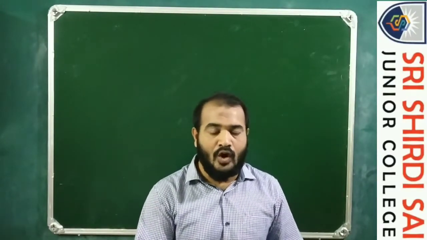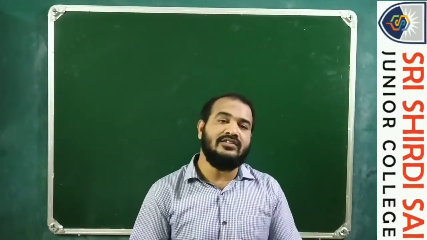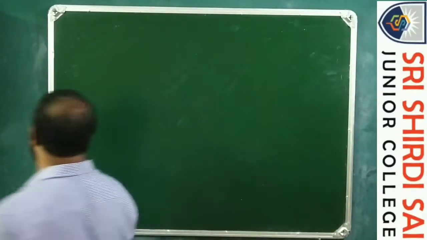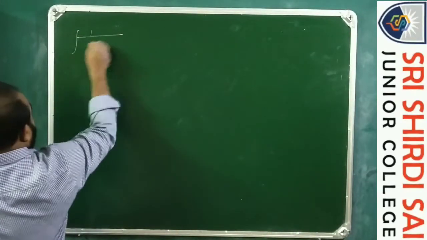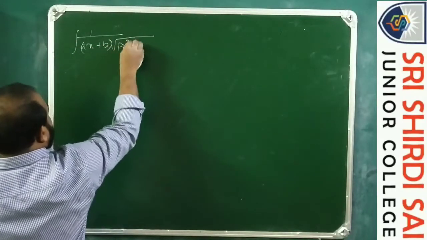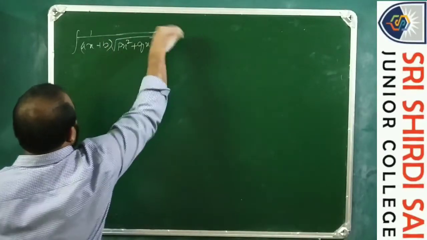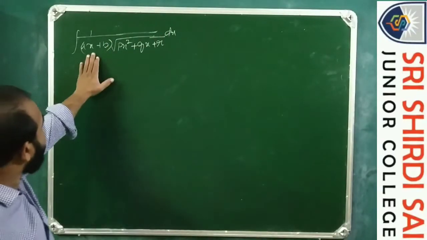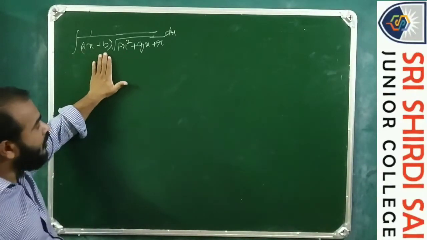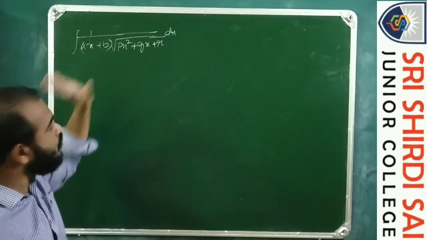How to evaluate the integral when the integral contains a combination of linear as well as quadratic expression. But what if the case is 1 by (ax plus b) into square root of (px square plus qx plus r) dx? Here also you have a linear and a quadratic expression, but this kind of particular situation we did not discuss before. So how do you solve this?